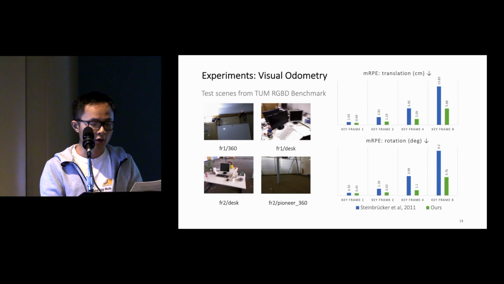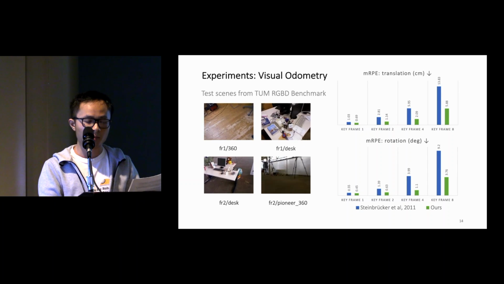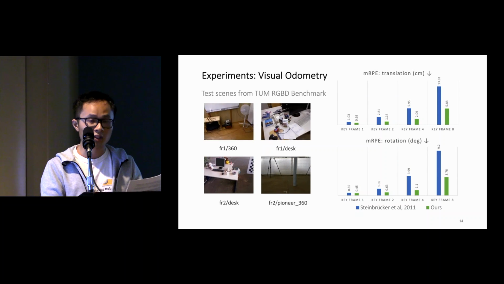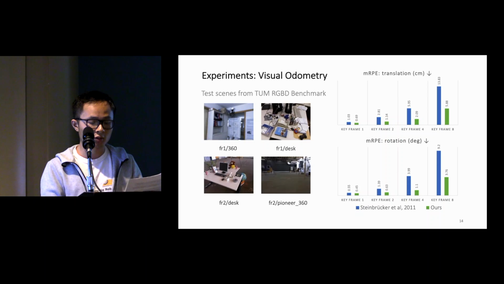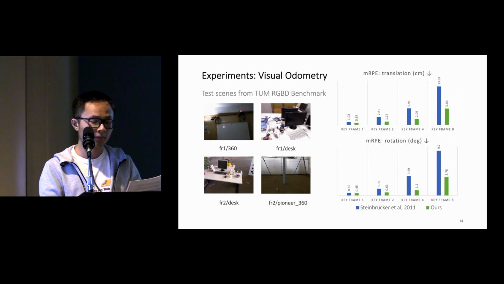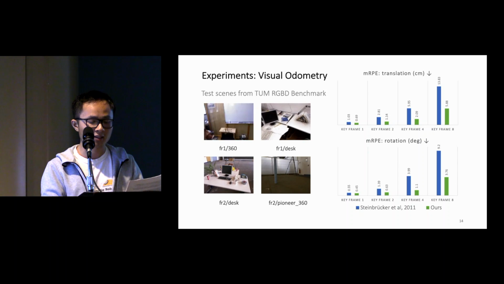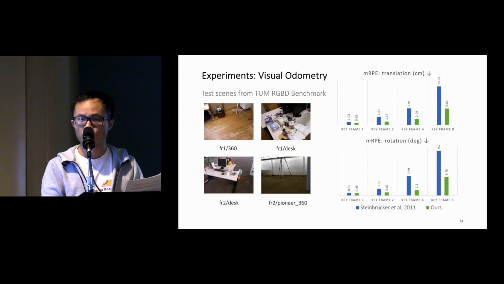We also evaluate our method on the task of visual odometry using the RGBD TUM dataset. Compared to the RGBD visual odometry baseline, which also uses a classical Lucas-Kanade algorithm, our method performs significantly better across various testing trajectories and also under different motion magnitudes.